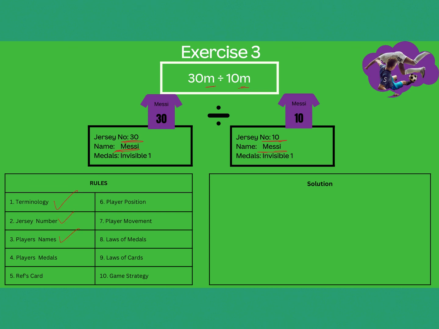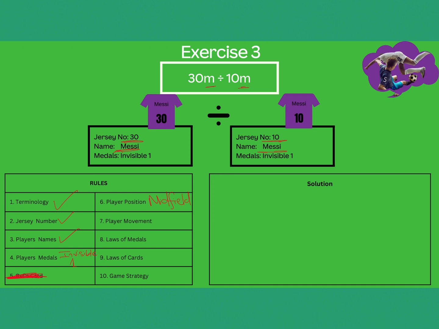The players' medals. We actually have invisible 1 medals, guys. So if you notice, we always have invisible 1 medals, but you should know how and when to use them. Refs cards. We don't have refs cards because we're not inside the brackets or inside the penalty box. Player position. Our players are on the midfield because we're not inside the brackets.